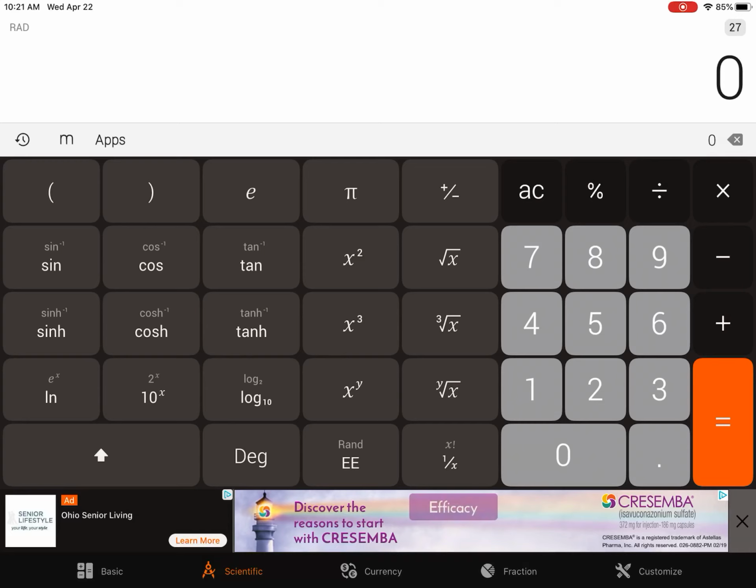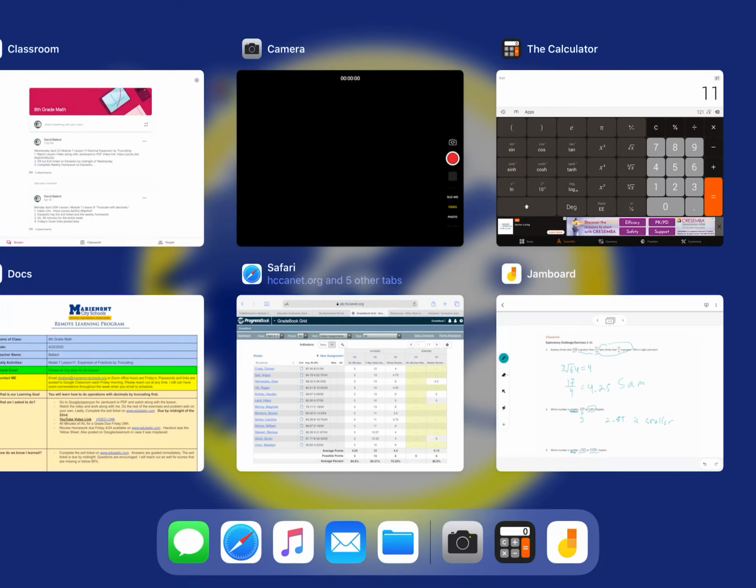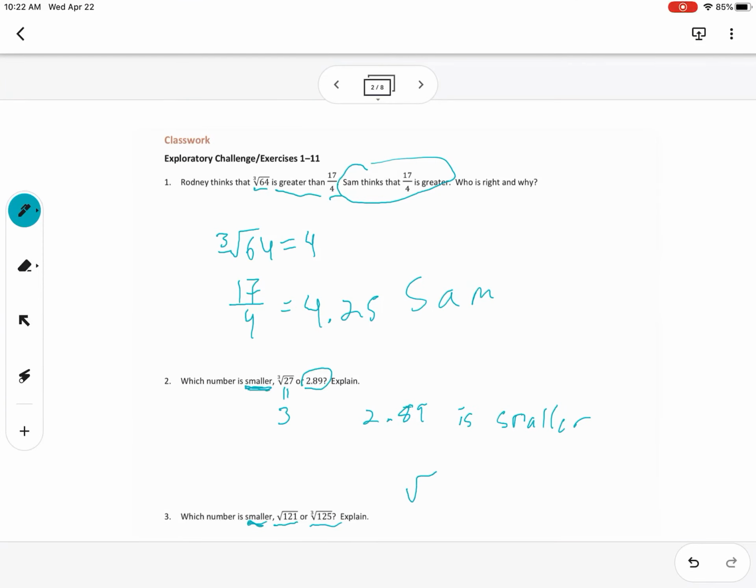So for this one, I'm going to hit 121 and then hit the square root button, which is the button left of the 7. Now it doesn't have a 2 on the outside of it, but you have to know that when it's just the root symbol and then an x, it automatically means there's a 2 on the outside. So I'm going to hit that button, and it gives me 11. And that should make sense. 11 times 11 is 121.